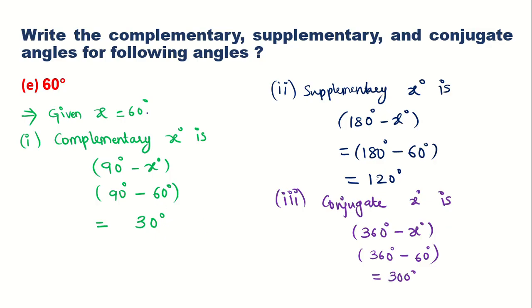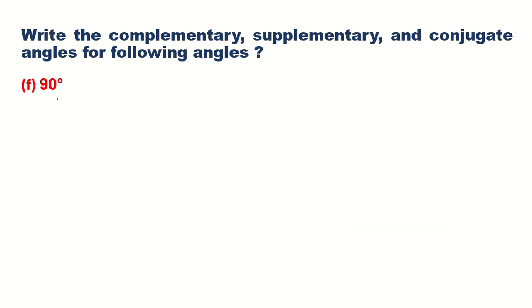So for given x degrees, that is 60 degrees, what is complementary angle? It is 30 degrees. Supplementary angle is 120 degrees and conjugate angle is 300 degrees. Right? Next, one more problem. Here given x is 90 degrees.